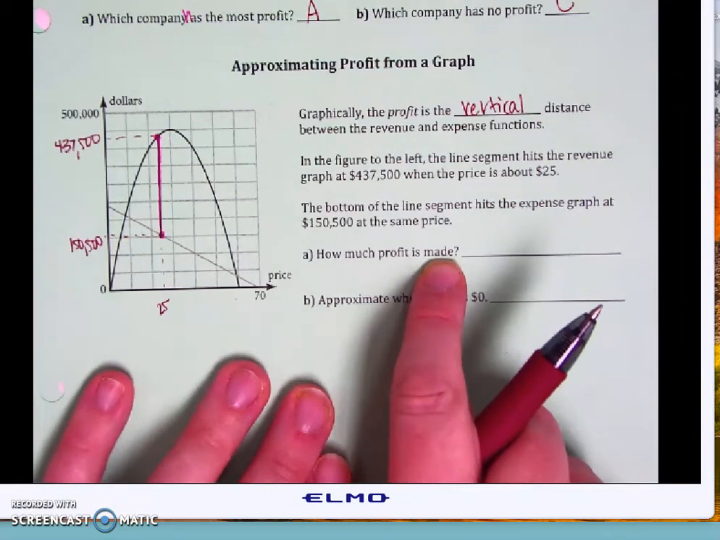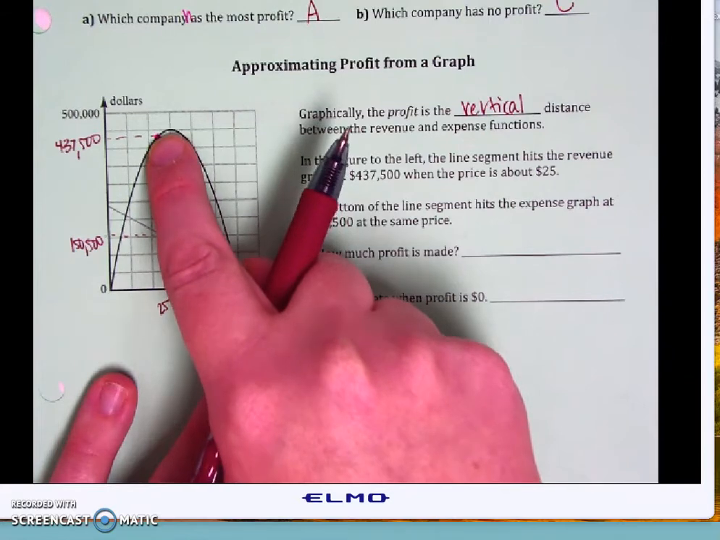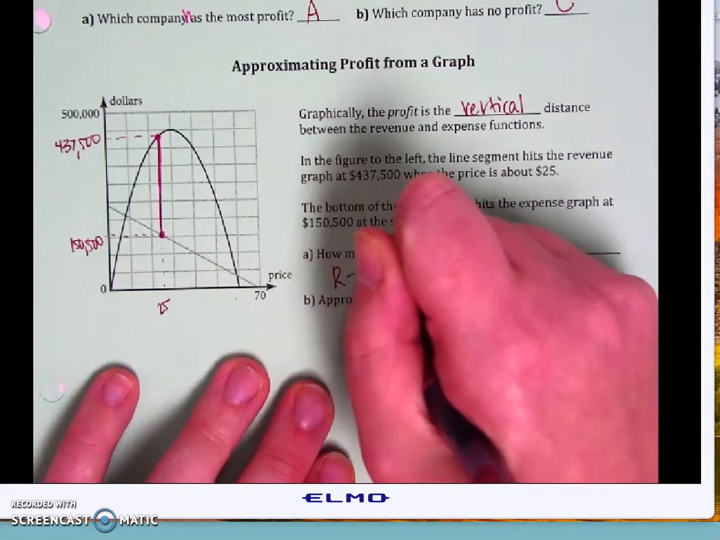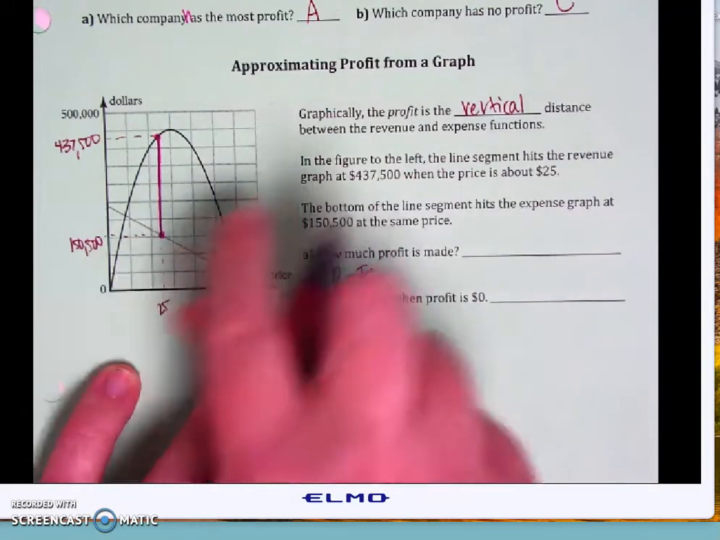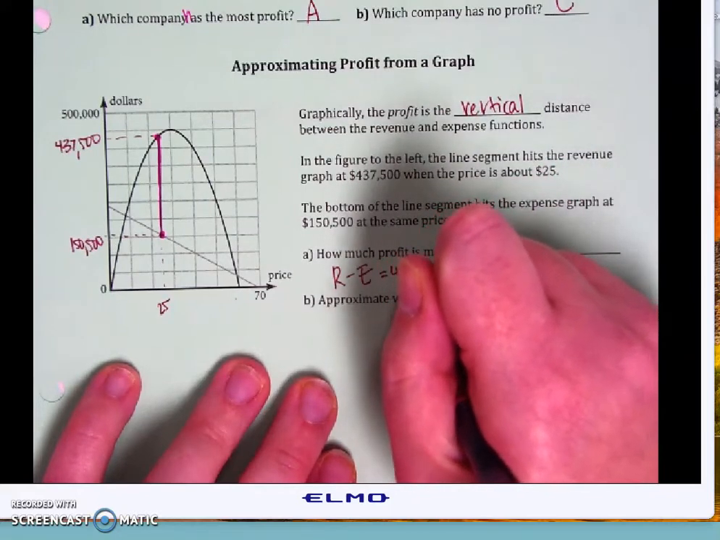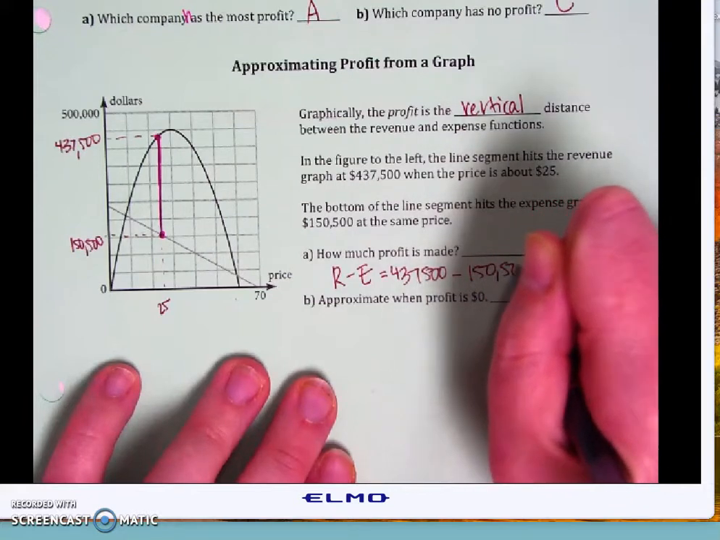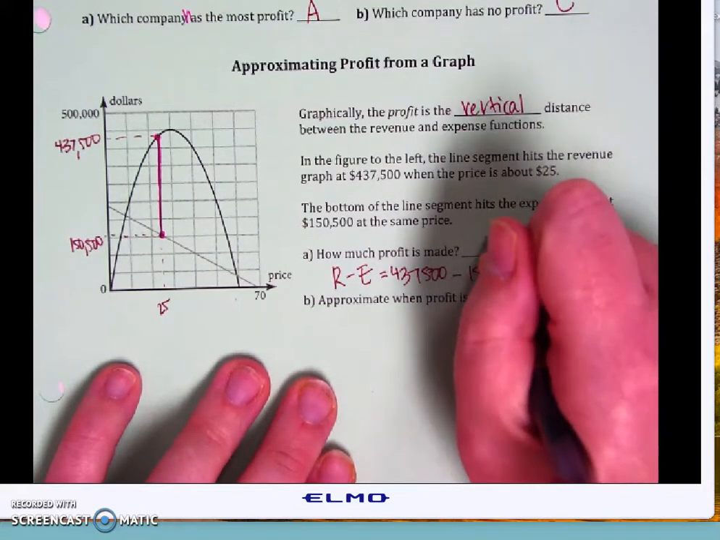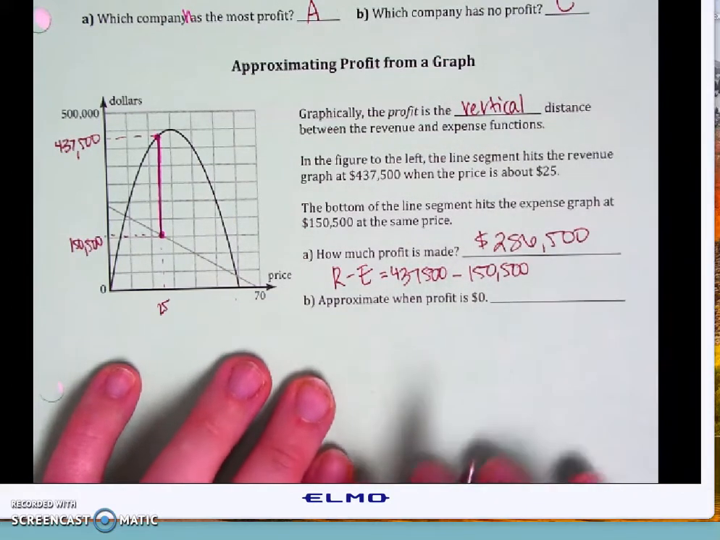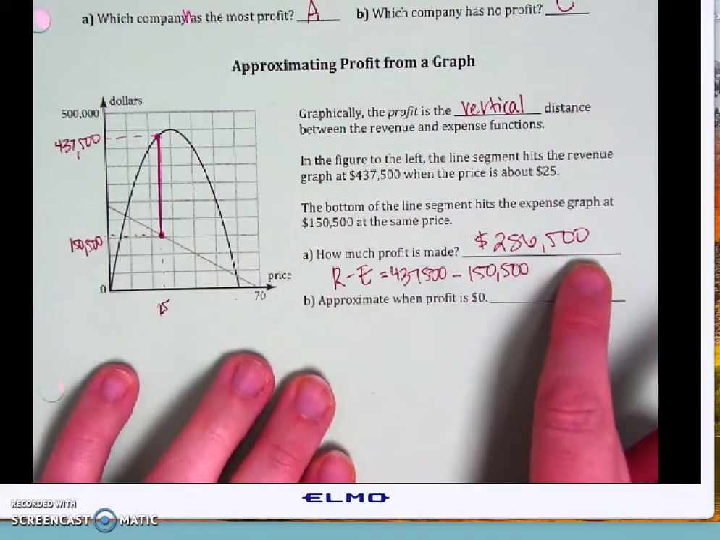How much profit is made? Well, what we know is that at $25 for a price, we know how much revenue we would get and how much expense we would have to pay. So profit is revenue minus expense. How much of a gap is there between these two numbers? So we would take 437,500 minus 150,500. And what we get is our answer, 286,500. Because we found the gap, or the difference between revenue and expense, that told us how much our profit was.